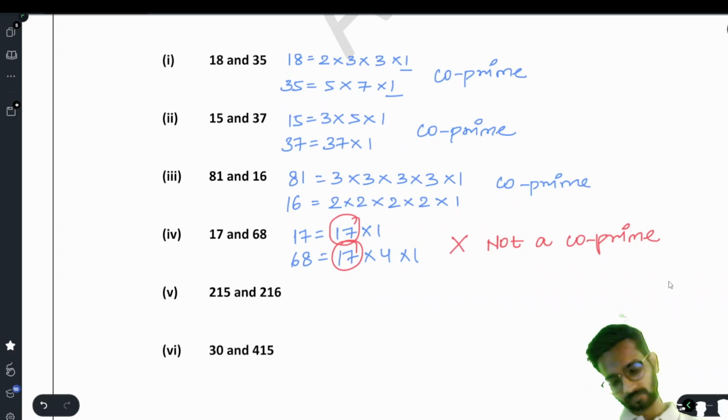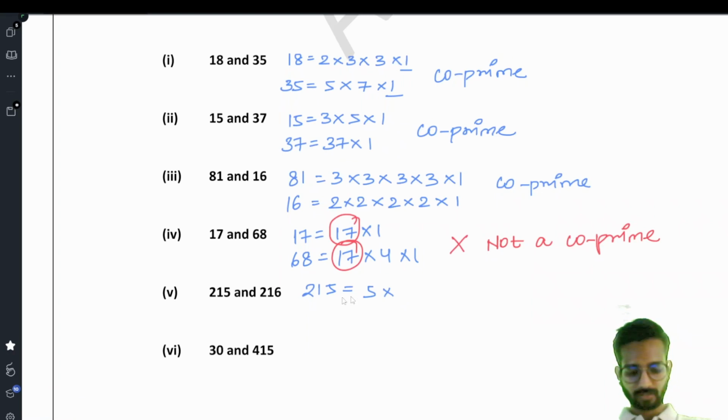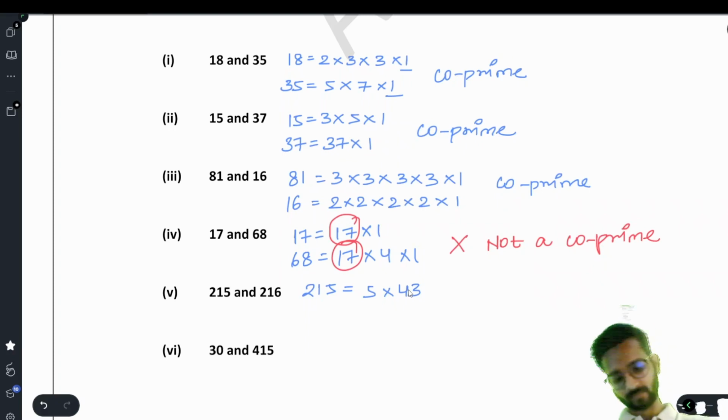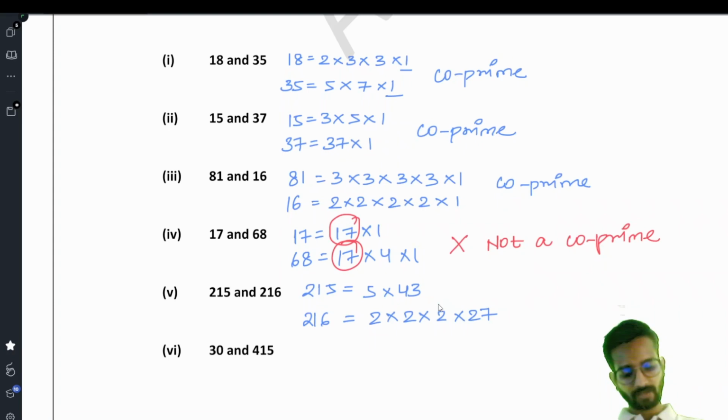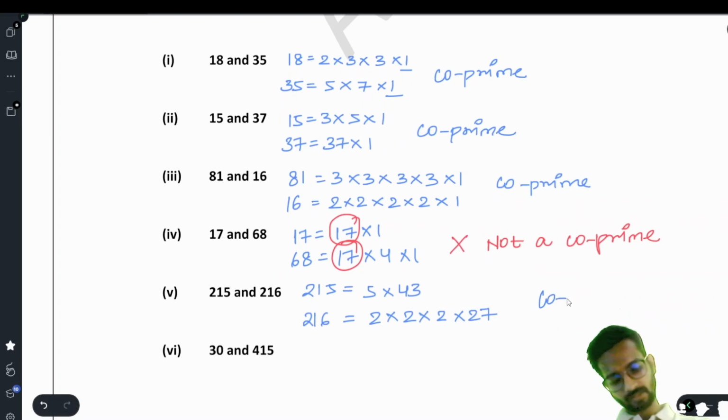Now, for this we can write for 215, we can say 5, 5 4s are 20 and 15 3s are, so 5 into 43, and then 216 you can write 2 into 108, again 2 into 54, again 2 into 27. So now we can say that there are no common factors. 27 you can write 3 into 9, but still there will be no common factors. So you can say it is co-prime.